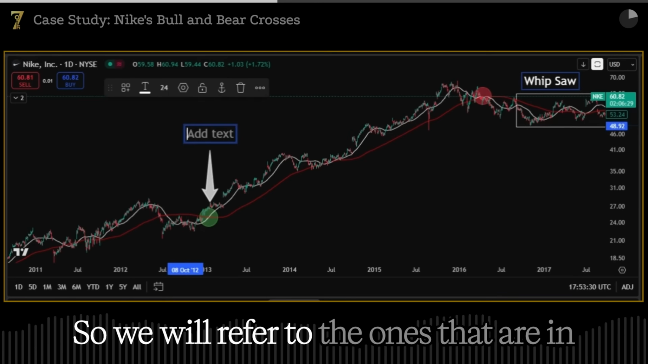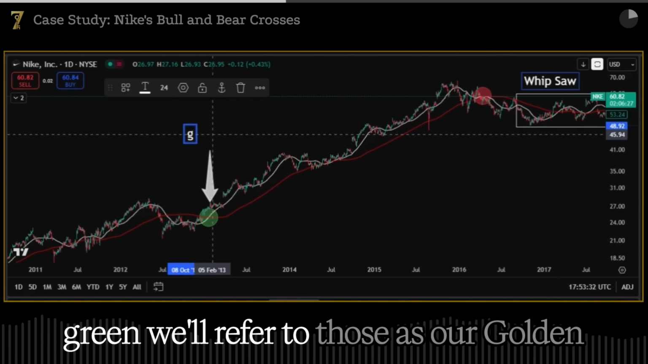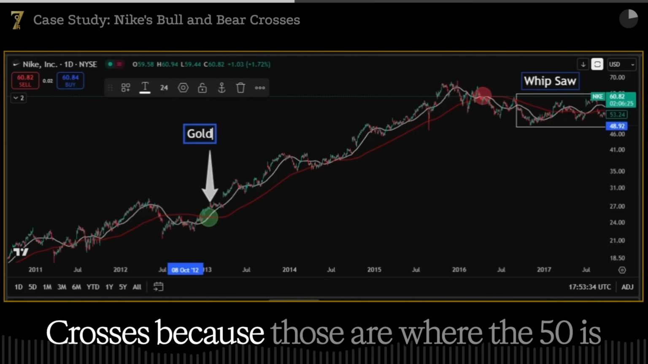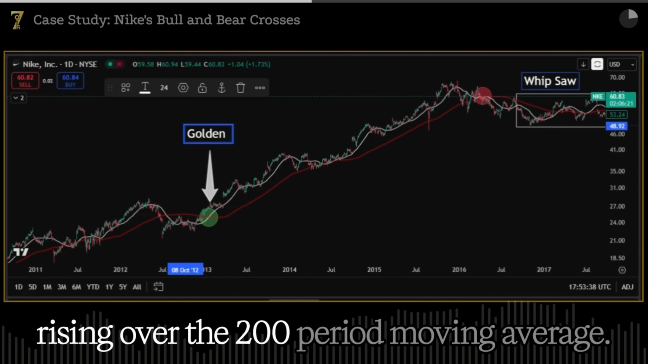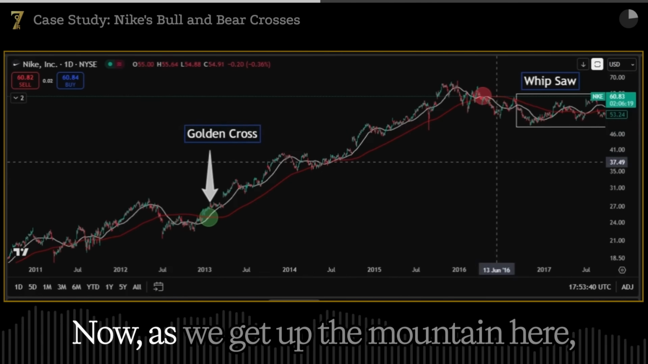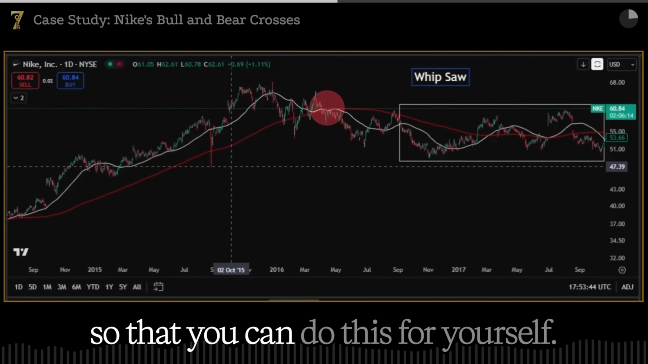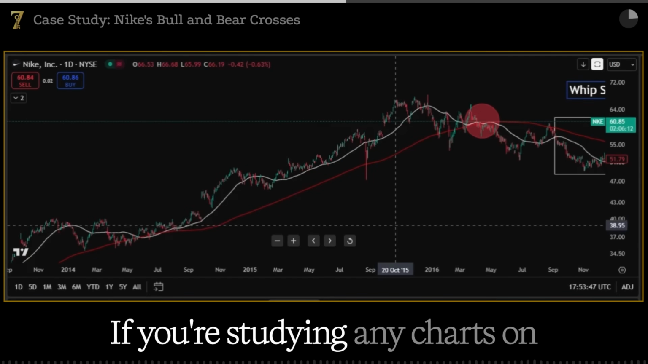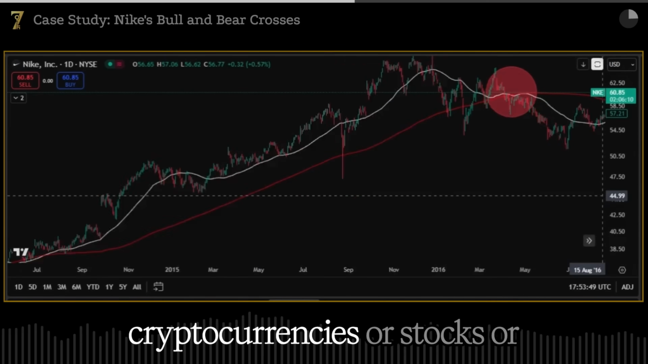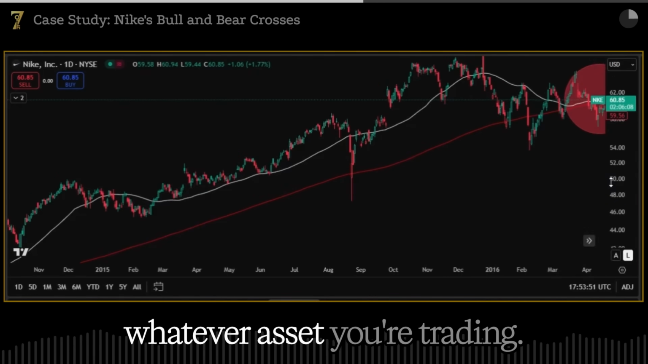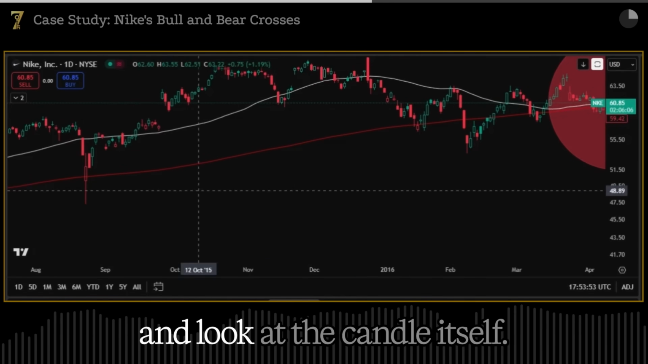So we will refer to the ones that are in green as our golden crosses because those are where the 50 is rising over the 200 period moving average. Now, as we get up the mountain here, I do want to explain this candle here so that you can do this for yourself if you're studying any charts on cryptocurrencies or stocks or whatever asset you're trading. I want you to always go and look at the candle itself.